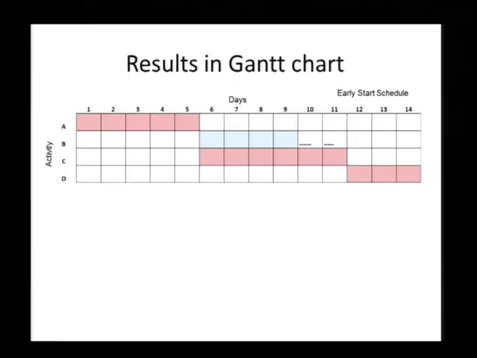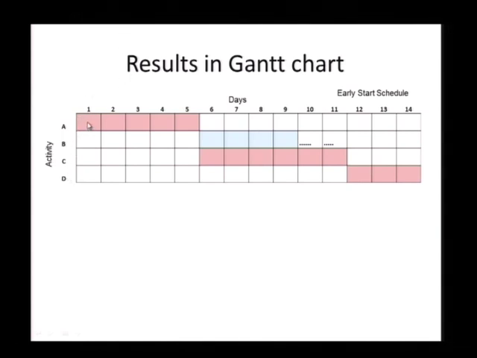Okay, so we come into a bar chart. However we do the analysis, it's nice to see the results in a bar chart, because you can interpret more things when you see it in a bar chart. So this is the same results in a bar chart where you have activity, you can see A, B, C, D.